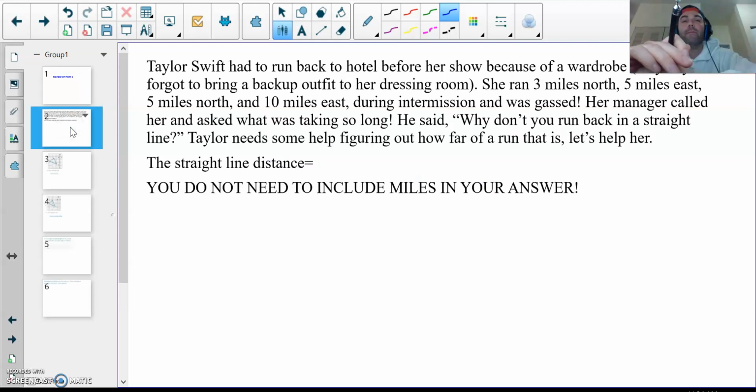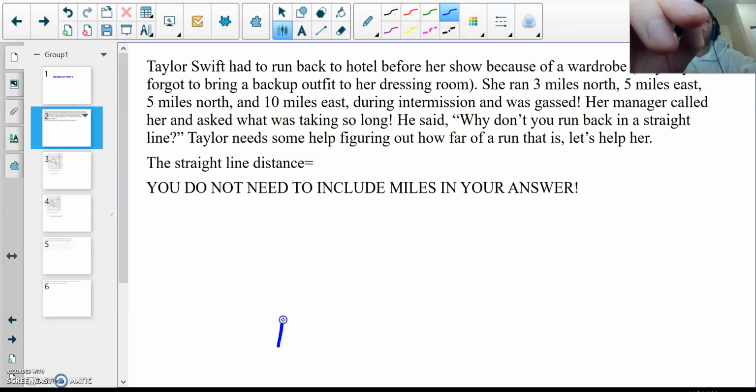All right, the first one I'm going to go through is all about T Swift. So we're going to shake it off in T Swift. T Swift had to run back to the hotel before a show because of a wardrobe. That doesn't make sense. Because of a wardrobe malfunction, it was supposed to say, but Silly Taylor forgot to bring a backup outfit to her dressing room. So she ran 3 miles north.